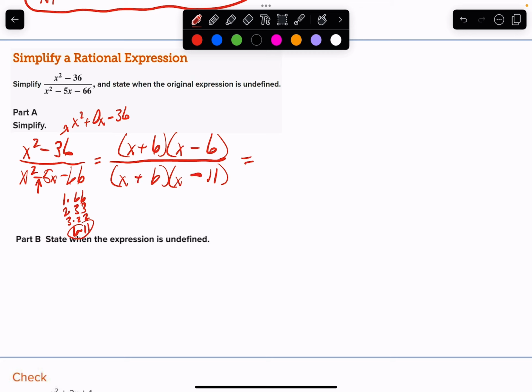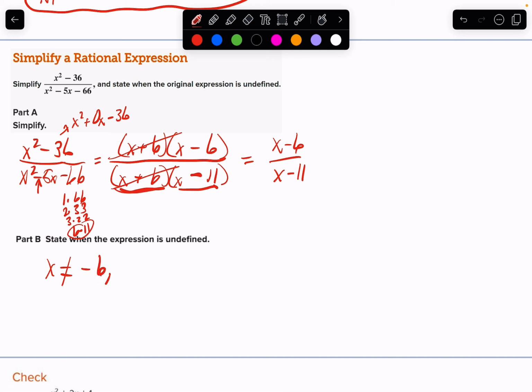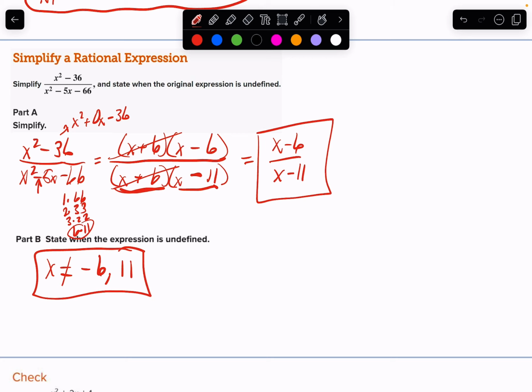Okay, so when I simplify that down, I see that I have x plus 6's that cross out. So x minus 6 over x minus 11. And then when is it undefined? Well, back in the original, when I broke it apart before I crossed anything out, opposite to get out. X is not allowed to be negative 6. X is not allowed to be 11. Okay, so those are my answers there.